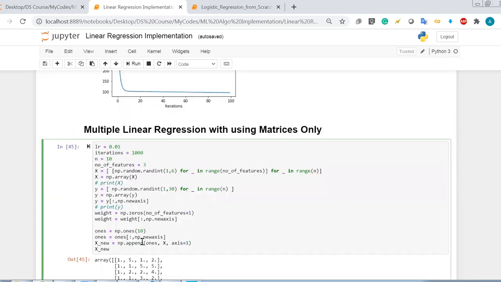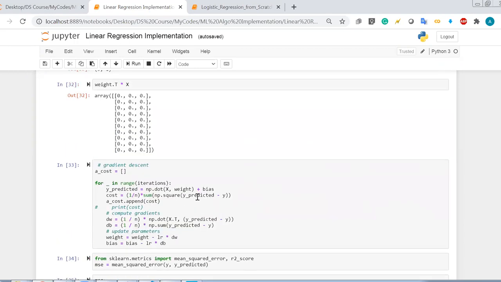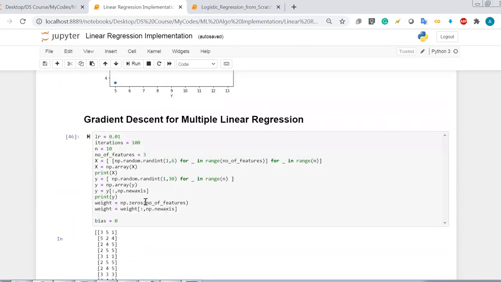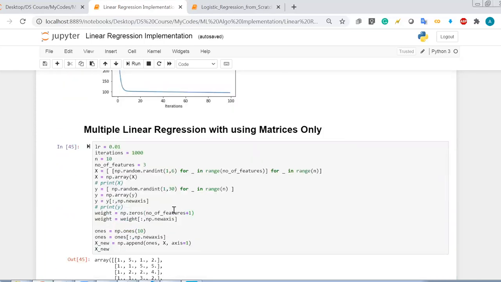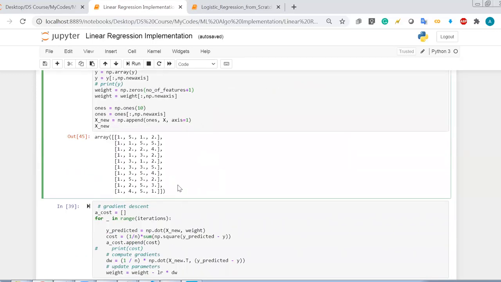Also, you can see the weight that I initialized. Earlier, the weight that I was initializing, its size was zeros, number of features. So number of features is 3. But here I have taken number of features plus 1. Why have I taken number of features plus 1, the size of my weight? For including the bias. Okay, so that's why I did this.